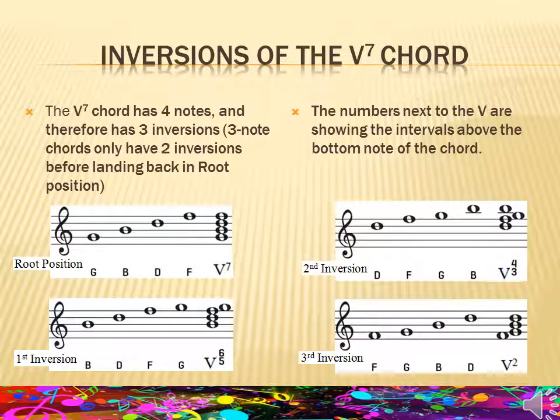Inversions of the 5-7 chord. The 5-7 chord has 4 notes and therefore has 3 inversions. 3-note chords only have 2 inversions before landing back in root position. The numbers next to the 5 are showing the intervals above the bottom note of the chord. We have root position, G, B, D, F.